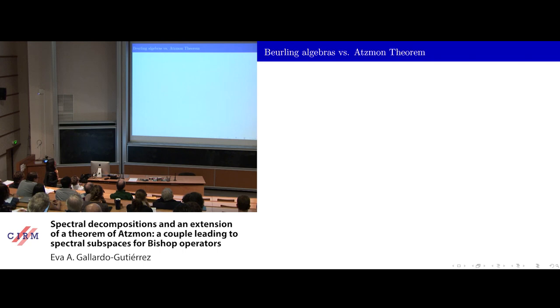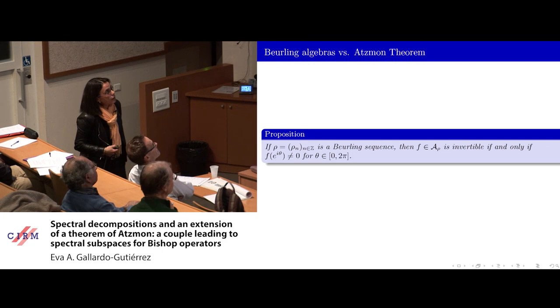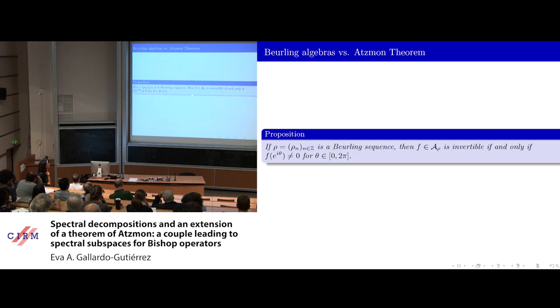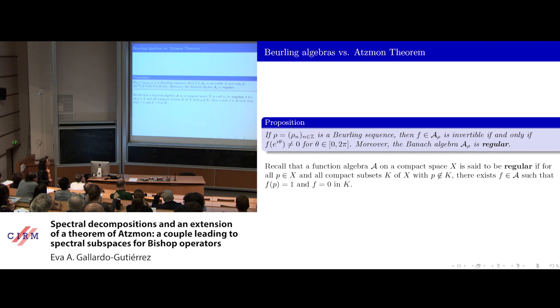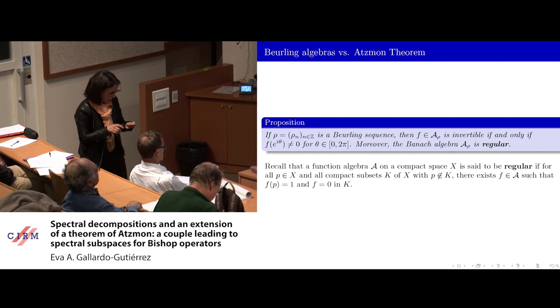Why are Banach algebras important? If you have a Beurling sequence, then the function in that Banach algebra is invertible if and only if it's different from zero for every theta in the torus. And in particular, the Banach algebra is called a regular Banach algebra. A regular Banach algebra, on a compact metric space, is nothing more than an algebra that can separate points and a compact subset. I mean, given any point P in X and a compact subset K such that P does not belong to K, we are able to find a function f in the algebra such that f at P is equal to 1 and the function is 0 on K. So in some sense, we can separate the point and the compact subset.